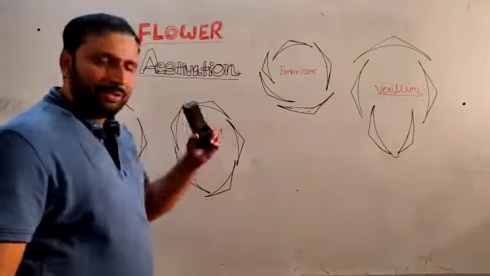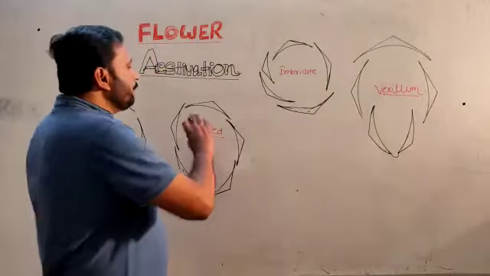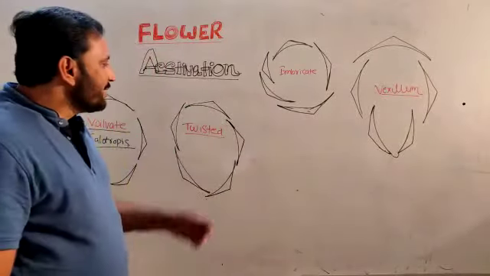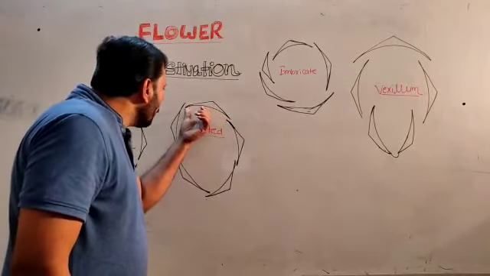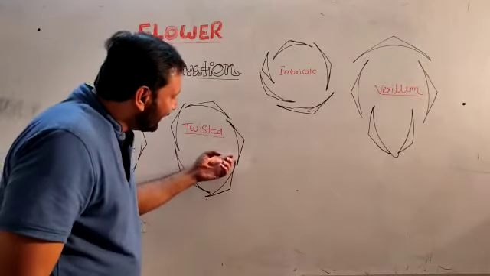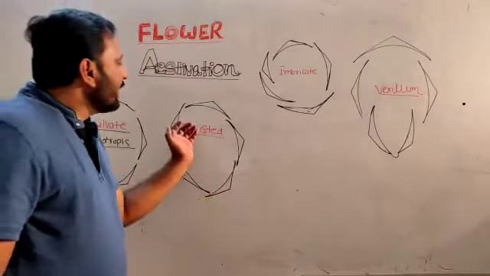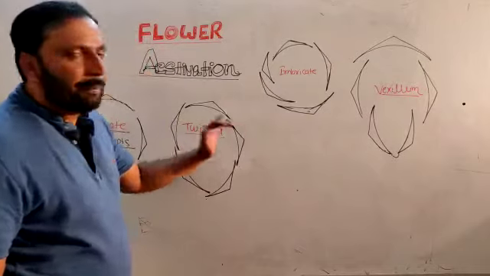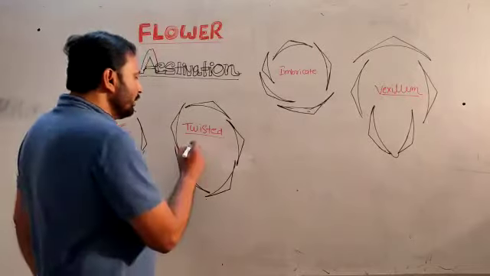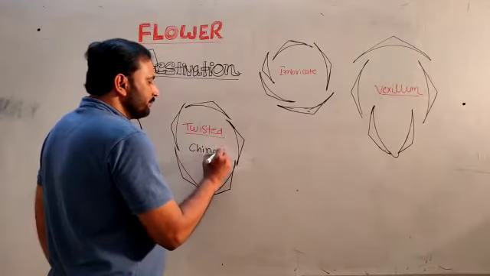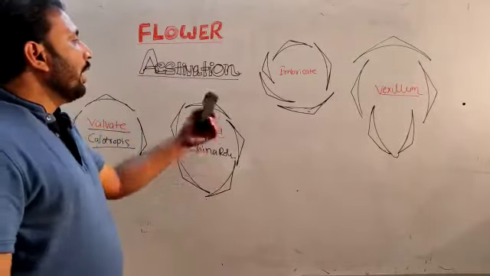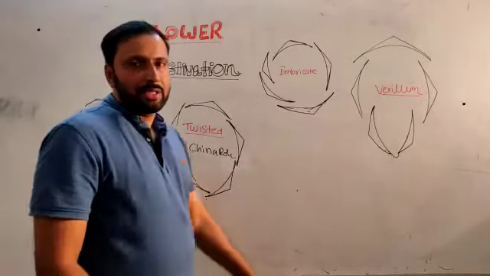And you go for twisted aestivation. Here the perianth lobes are arranged one above the other. It means the margins, when you observe, one is completely inside, outside, inside, outside, inside, outside. Like that, the perianth lobes are overlapping one above the other, called twisted aestivation. Example, China rose, hibiscus.